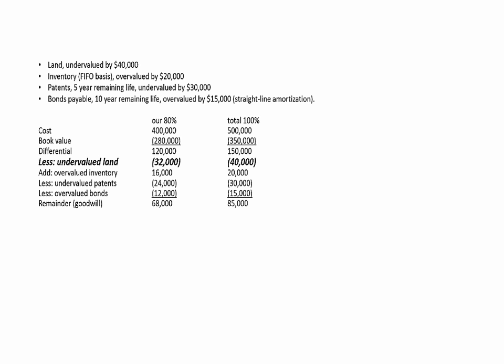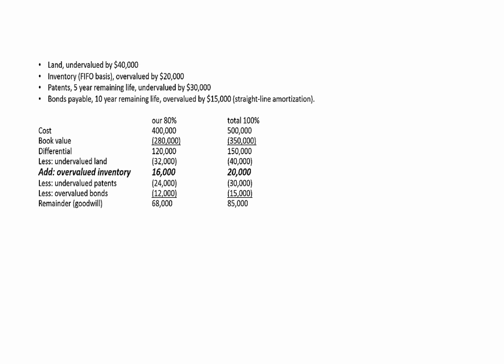So again, let's just go through one by one. We have some undervalued land. And again, now we're looking at the total 100% column. Land is undervalued by $40,000, so we're going to go ahead and write up Little's land by $40,000. We're going to debit land for $40,000. Next we have that their inventory was overvalued. So their inventory is too high. We're going to take it upon ourselves to reduce inventory. So we credit inventory for $20,000.